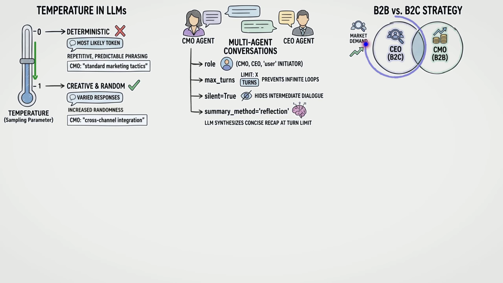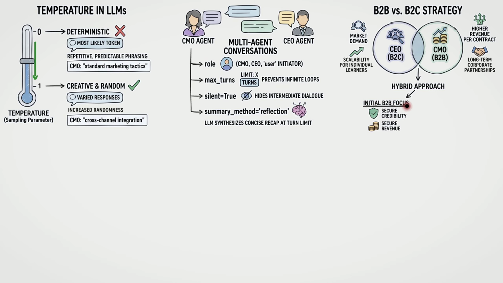In our simulation, the CEO agent pushes for B2C, focusing on market demand and scalability for individual learners. Meanwhile, the CMO agent advocates for B2B, looking at higher revenue per contract. Through autonomous negotiation, they can actually converge on a hybrid approach. They might decide on an initial B2B focus to secure immediate revenue while simultaneously developing B2C channels. This really shows how well agents can simulate complex professional decision-making.